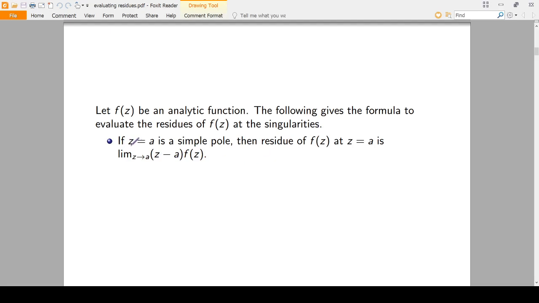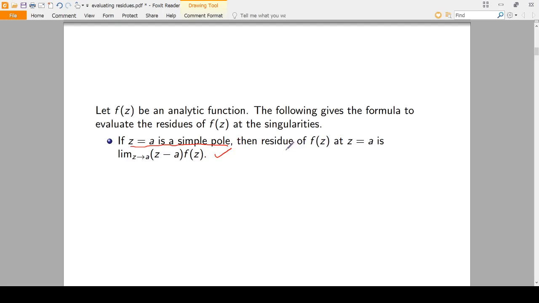The first thing that we have to make note of is that your function f of z should have singularities, and if it has singularities you have to verify whether it is a simple pole. Simple pole implies z is equal to a should be a root of the denominator and that should be of order 1.